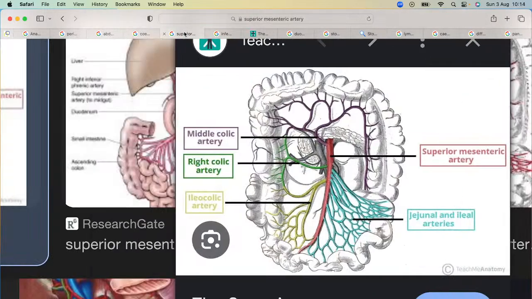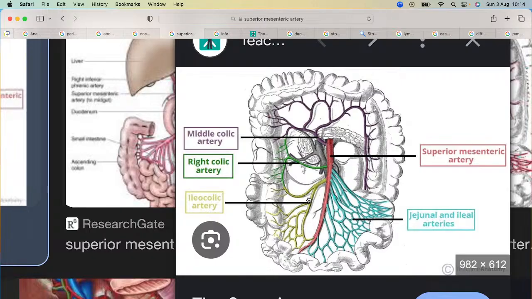Okay, and now we're moving towards the branches of the superior and the inferior mesenteric artery. So what we're seeing here is a superior mesenteric artery that comes from the L1 level. The superior mesenteric gives branches to the jejunum and to the ileum. So that's what we call the jejunal and the ileal arteries.